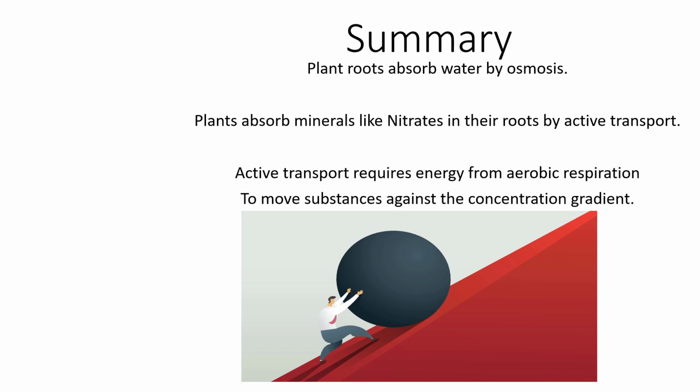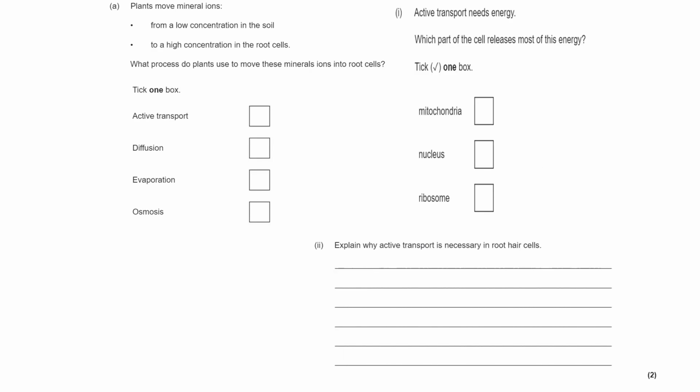Now look at the picture of the man here. He's pushing a heavy ball up a hill. That requires a tremendous amount of energy. This is an analogy for active transport. He's going against the concentration gradient. If he was to let go of the ball, it would simply roll down the hill, and that would be diffusion, which doesn't require energy.